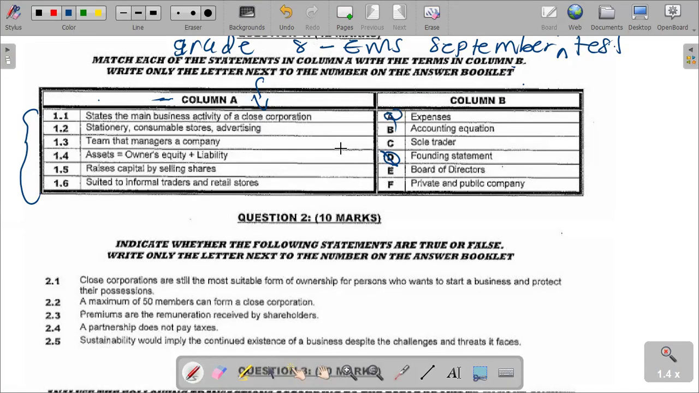Is it A, expenses? But we're already done with expenses, so we know you don't need to repeat. Is it B, accounting equation? C, sole trader? We are done with D. Is it E, board of directors, or private and public company? So a team that manages a company are what are called your board of directors.